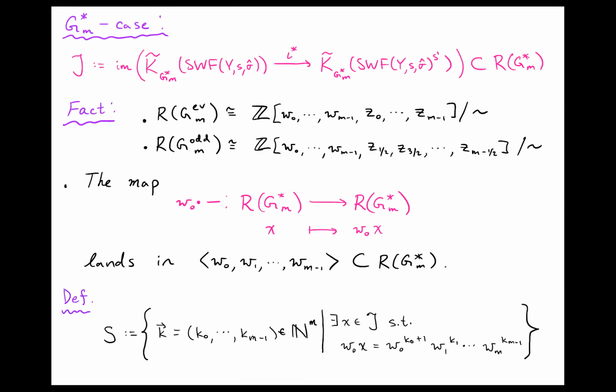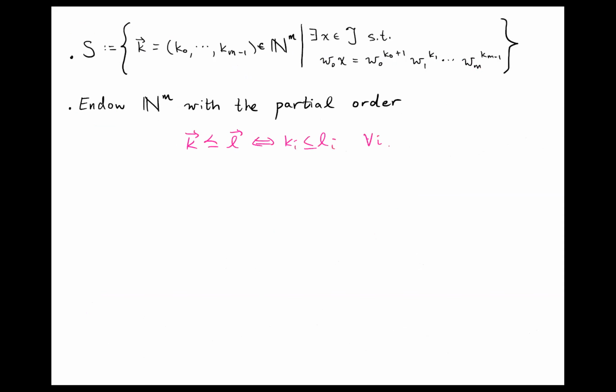which, I don't want you to parse through the whole thing, but basically we look at M-tuples sitting inside of the natural numbers, such that there exists X inside the image of this ideal, such that if we hit it with W0, then it equals this monomial in the WK variables with these particular exponents.